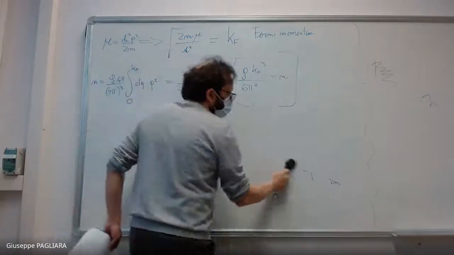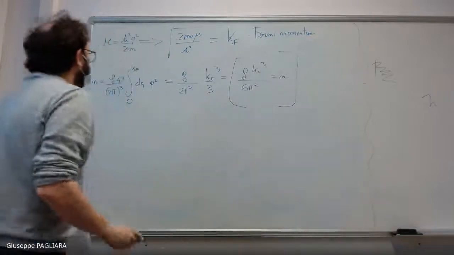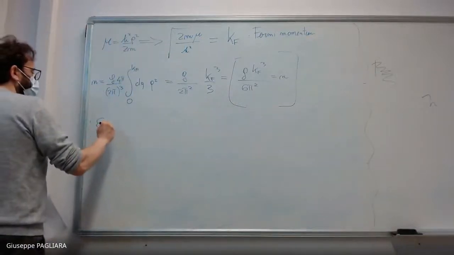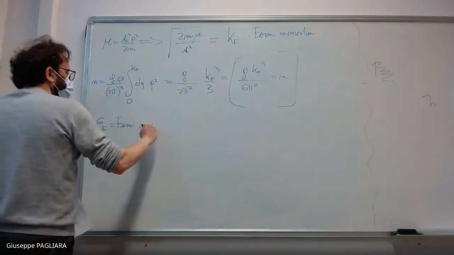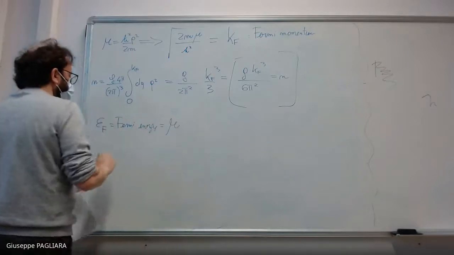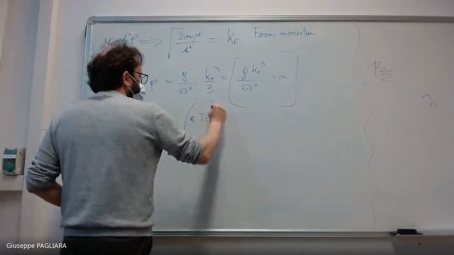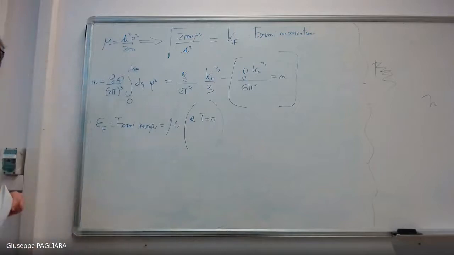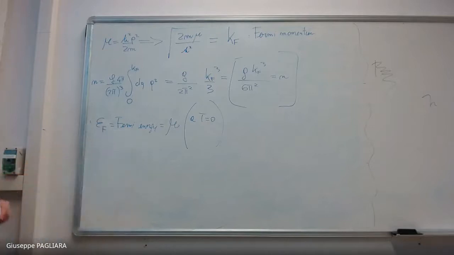Another quantity that is useful to introduce is the Fermi energy, which by definition is equal to mu. Actually, this is the relation at t equals zero; we will see that the relation between mu and the Fermi energy is not exactly the same when t is different from zero. But at t equals zero, the Fermi energy is equal to the chemical potential.